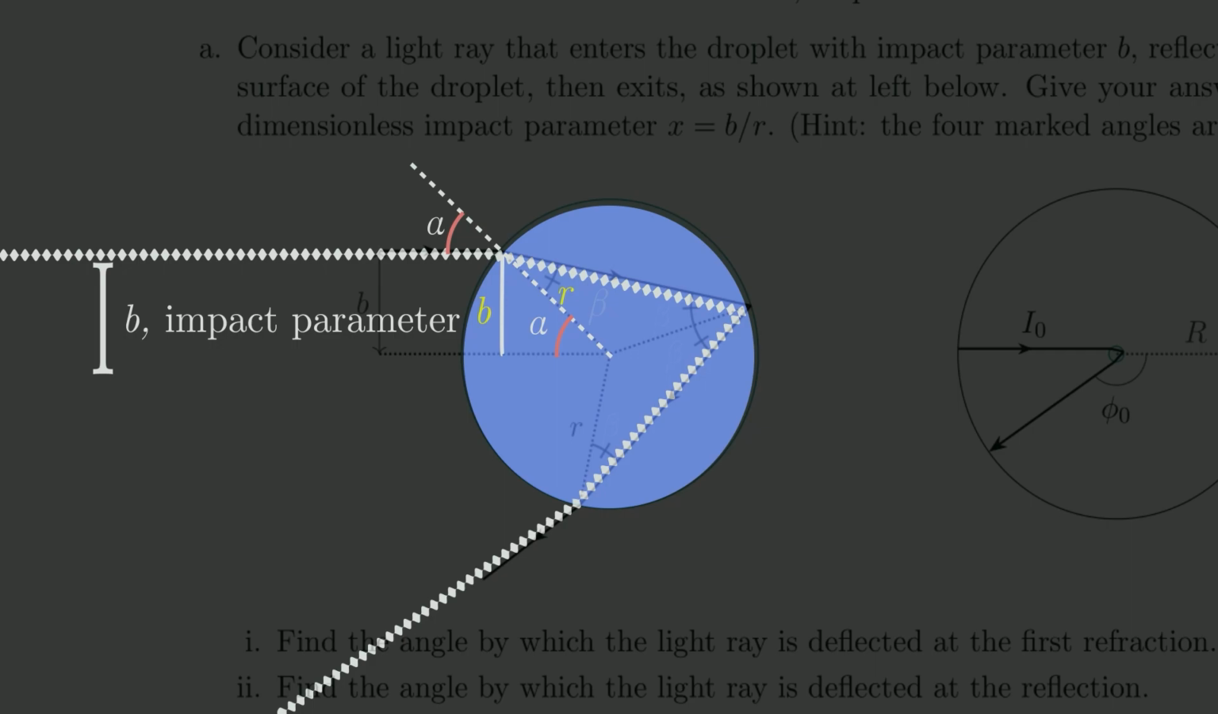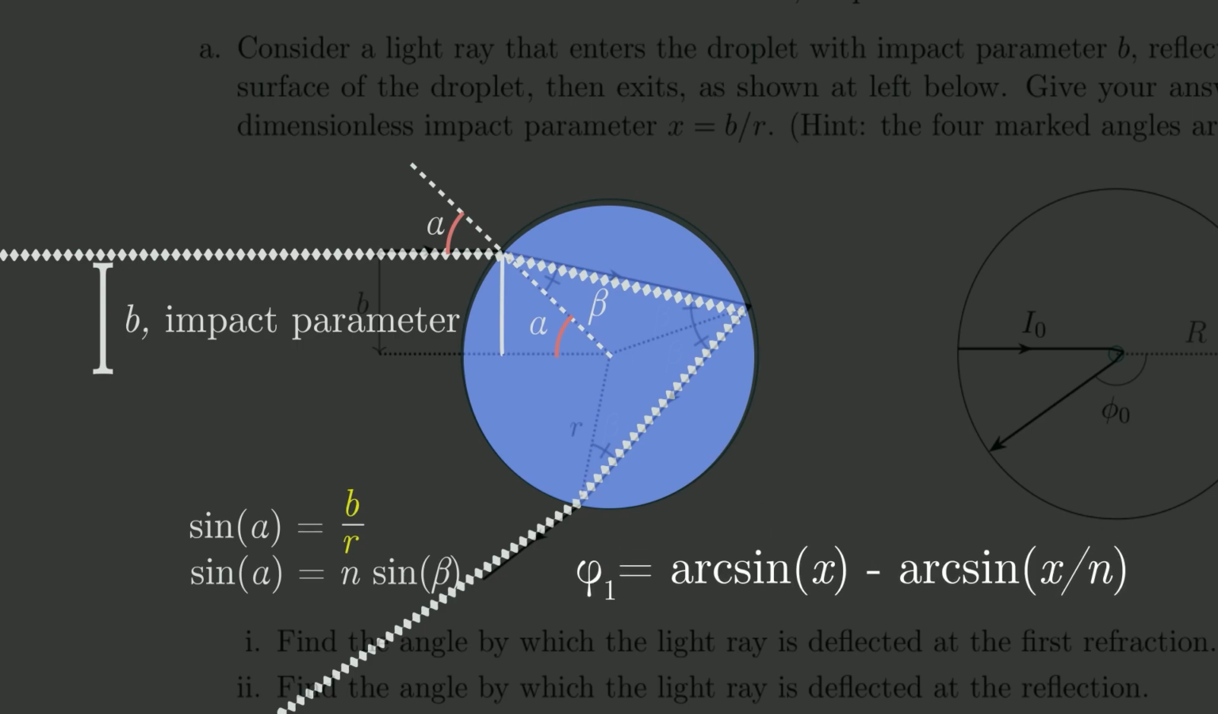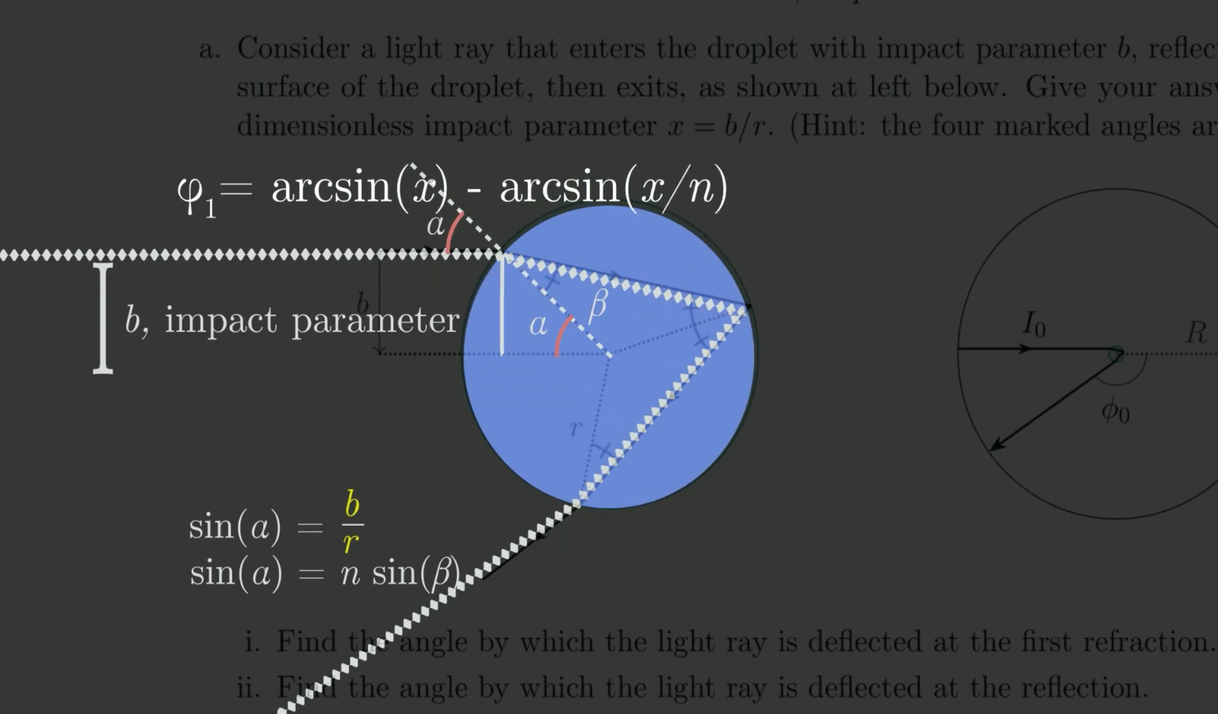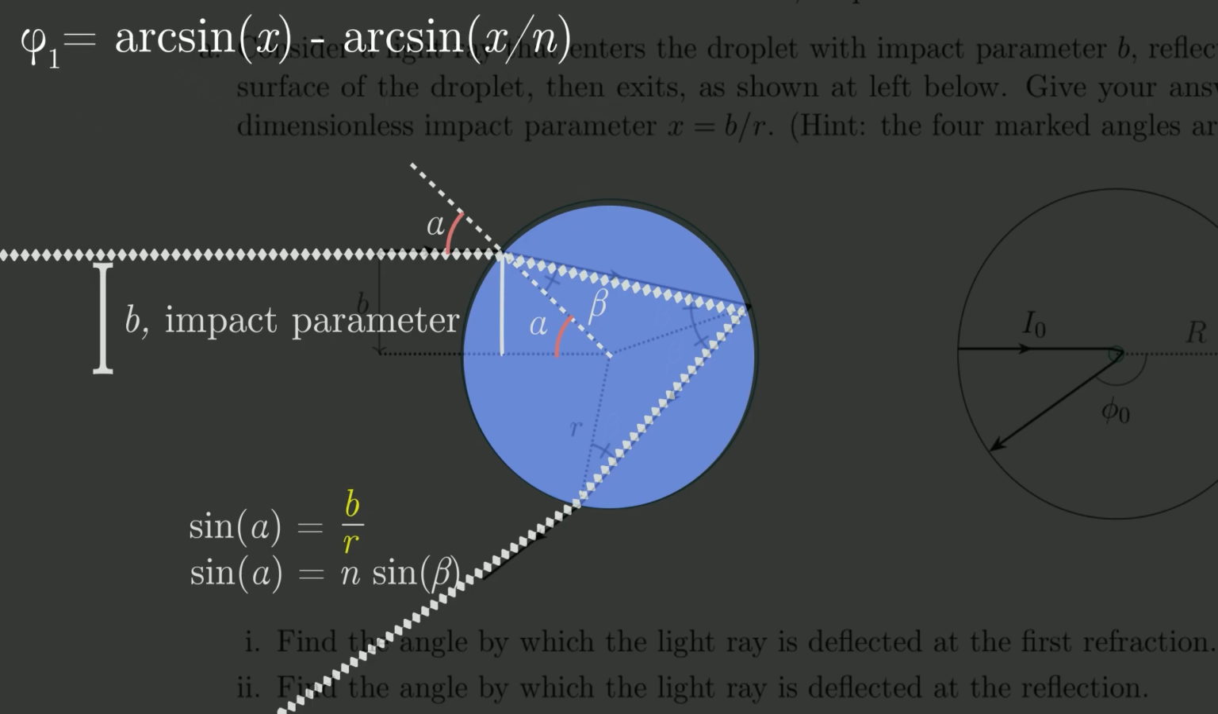But isn't sine of alpha just equal to the opposite over the hypotenuse, or just b over r? If we call the angle of refraction beta, then we know by Snell's law that sine of alpha is equal to n times sine of beta, because the index of refraction of air is just 1. But then, the deflection in the first part is just beta minus alpha, which we can rewrite to be arcsine of b over r minus arcsine of b over r divided by n. I rewrote this so that x is just equal to b over r.